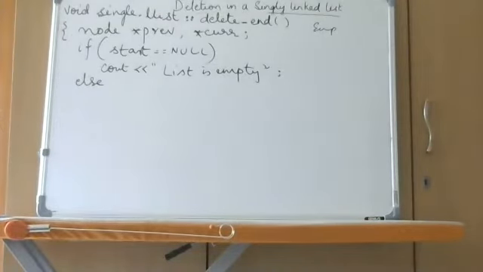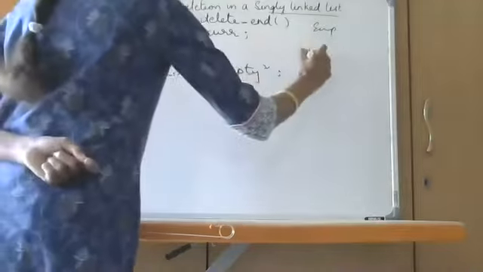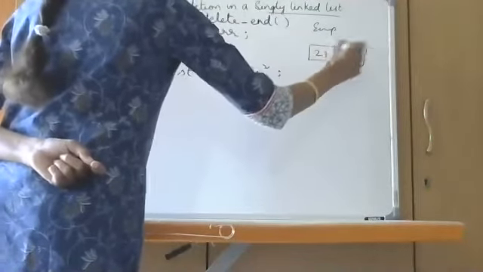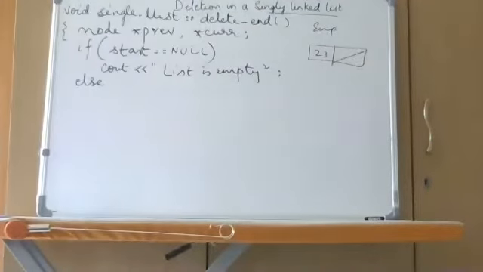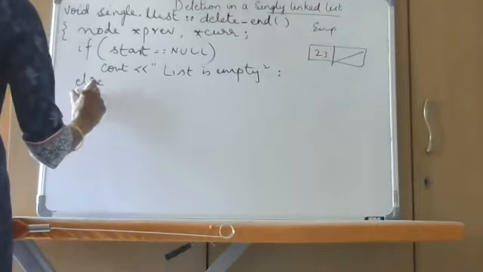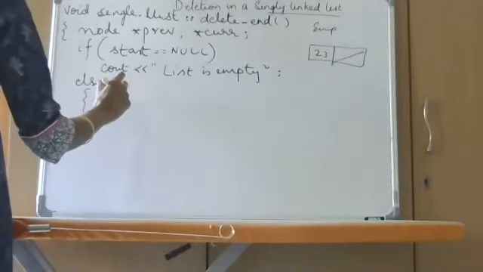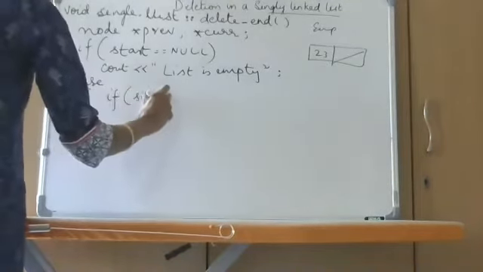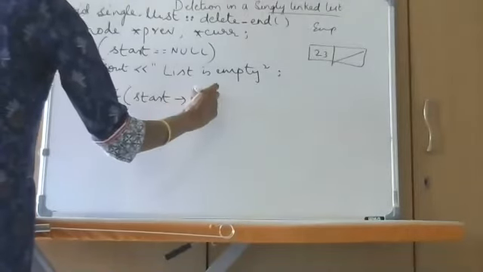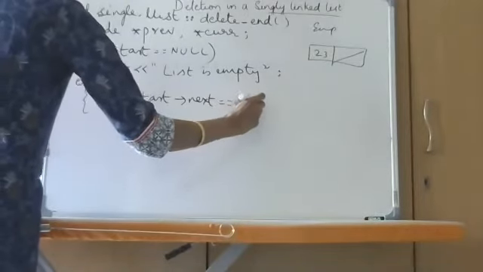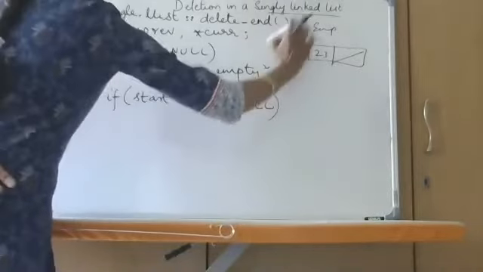Okay, else, I have to delete at the end. So the next condition again is I have only one element. Beginning or end makes no difference, I am going to delete that. So how do I check that? Same code that we wrote for beginning. If start of next is equal to null, that means there is only one element in the list.